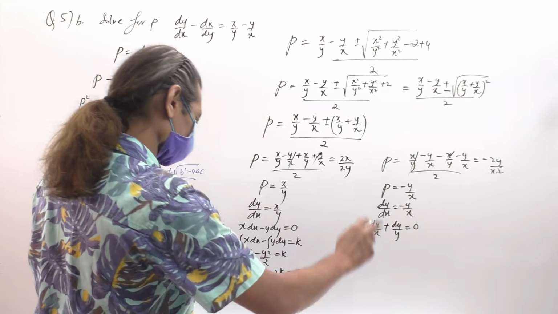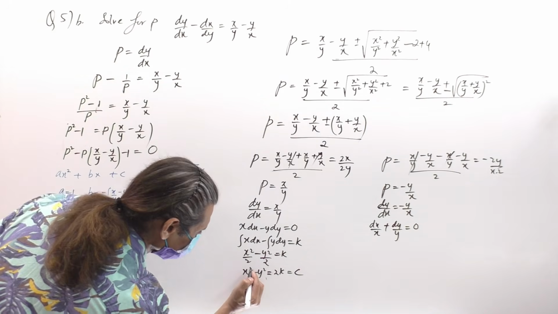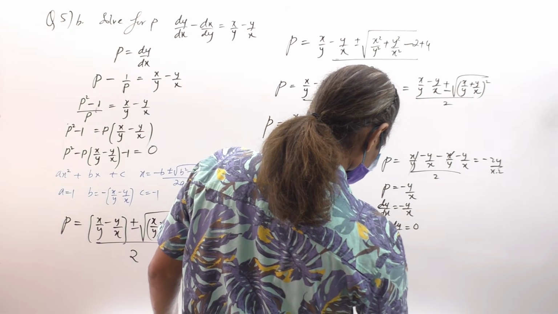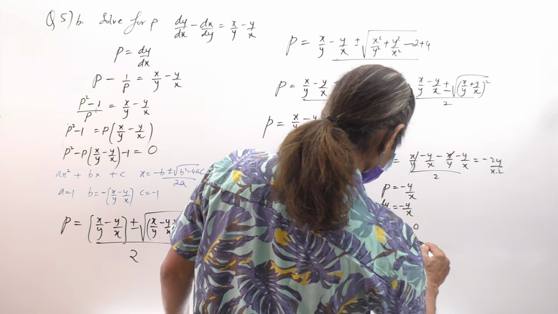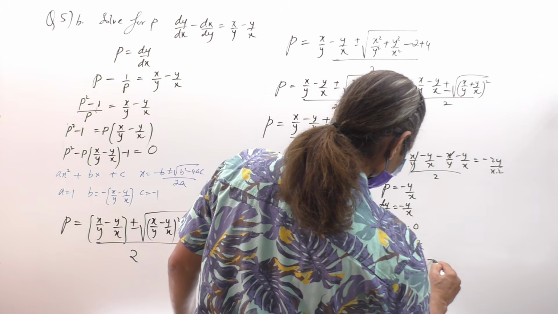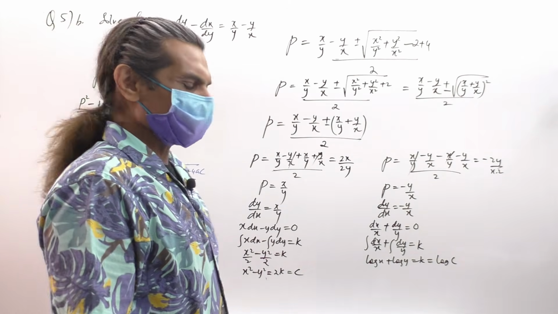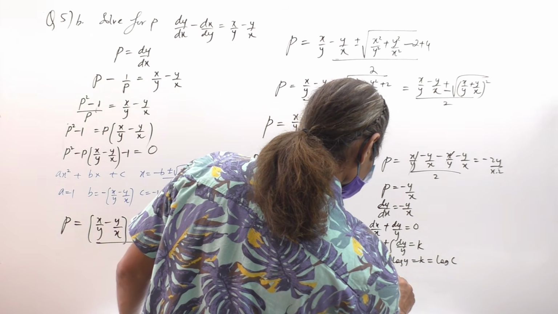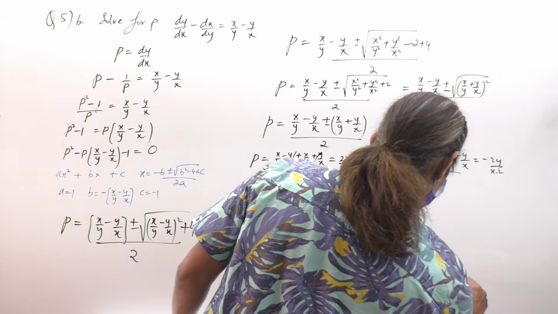I will take this 2k as c only, because 2k, 3k, what is constant, I will take it as say c. So one solution is x square minus y square is equal to c. The other one is, if you integrate this dx by x plus dy by y is equal to k. So this will be log x plus log y is equal to k. I will take this as say log c, because log c is also constant, it will be easier for me to find a solution. That means log x plus log y is log of x into y is equal to log c. That implies log cancels, xy is equal to c.